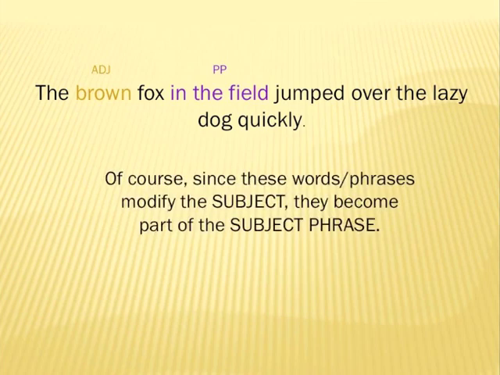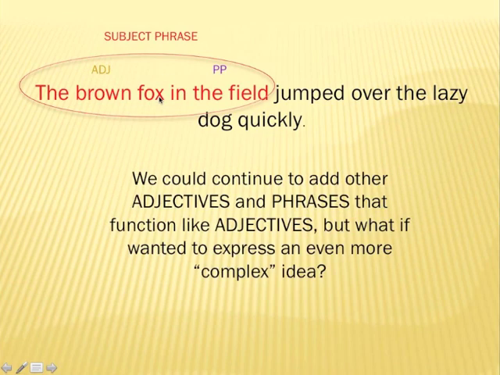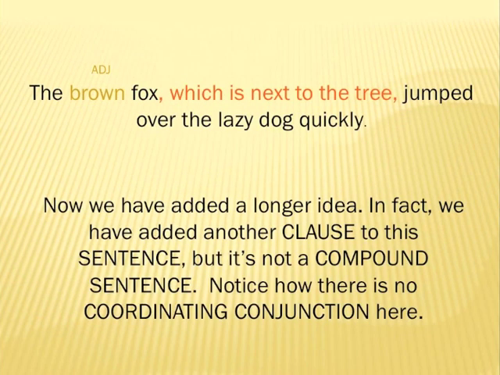Now, of course, since these words modify the subject, we would again refer to them as being part of the complete subject phrase. So all of this would be representative of the subject, since they all modify the word fox. Now, we could continue to add more information. Remember, we talked about the fact that it might be possible. But what if we wanted to express something even more complex? Well, now notice what I did. I took out the prepositional phrase, but now I've added something even a little bit longer.